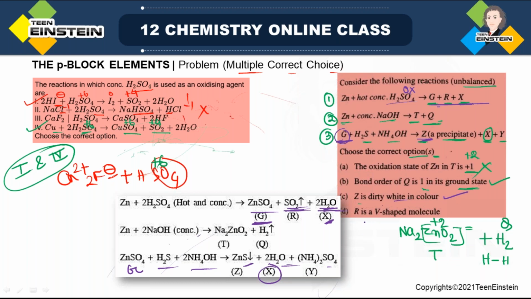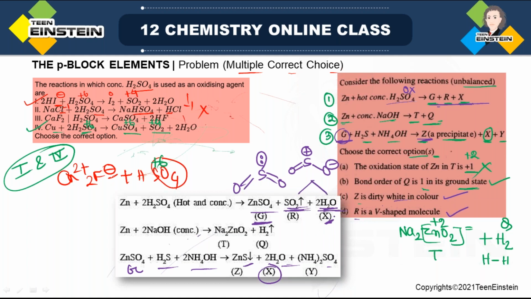And the fourth statement, R is a V-shaped molecule. Now R is SO2 and SO2 is having this type of structure, with a lone pair. You can also write the structure like this. But in any case, it is actually bent, that is V-shaped like this. So as it is V-shaped, this statement is also correct.